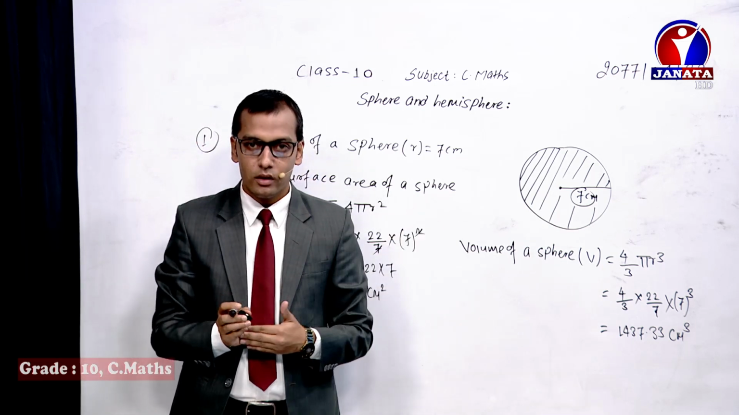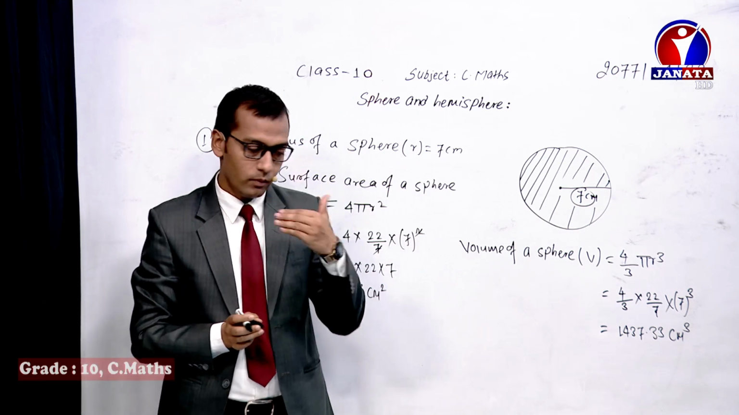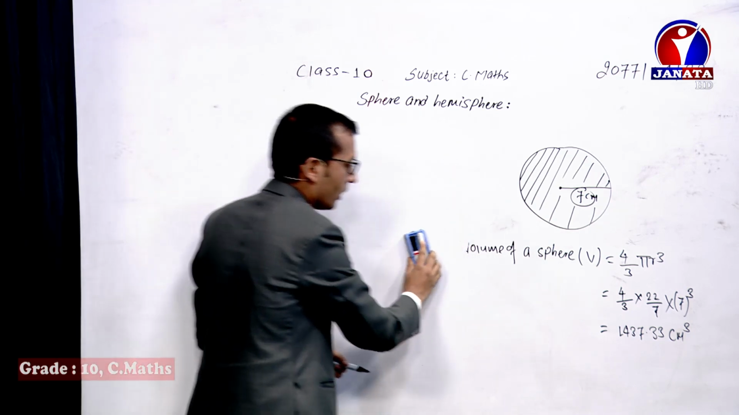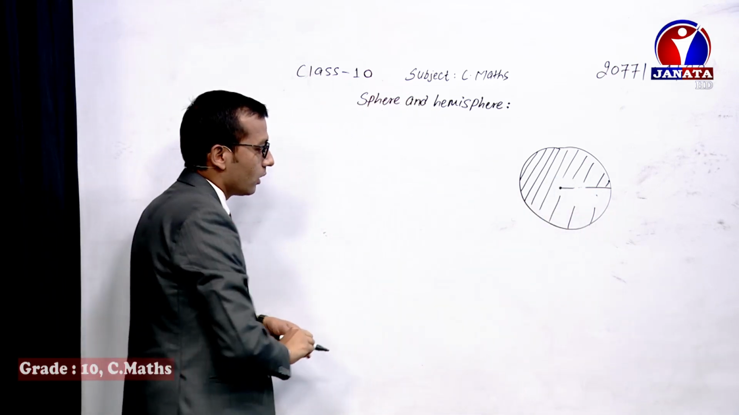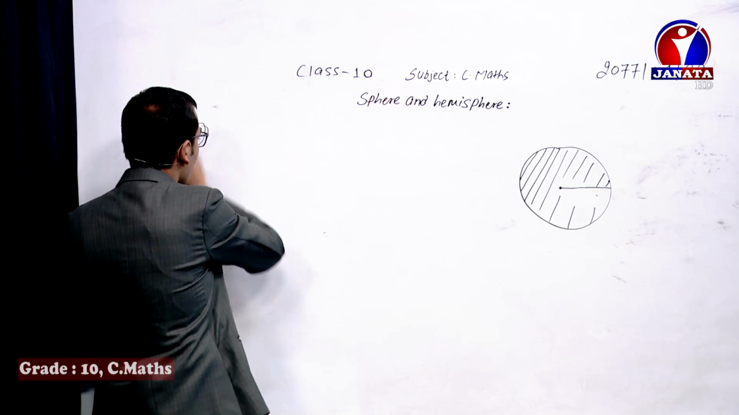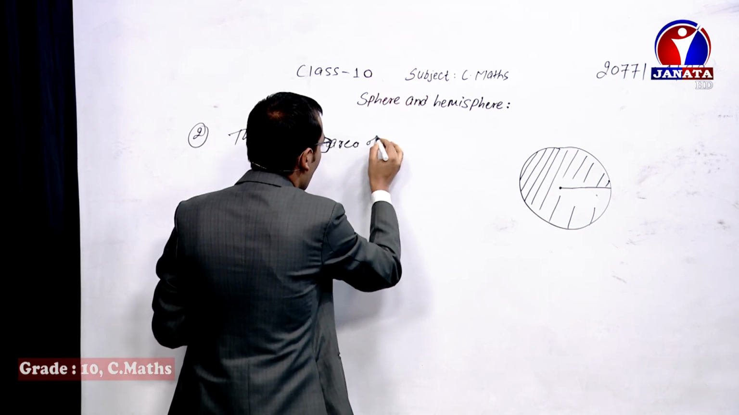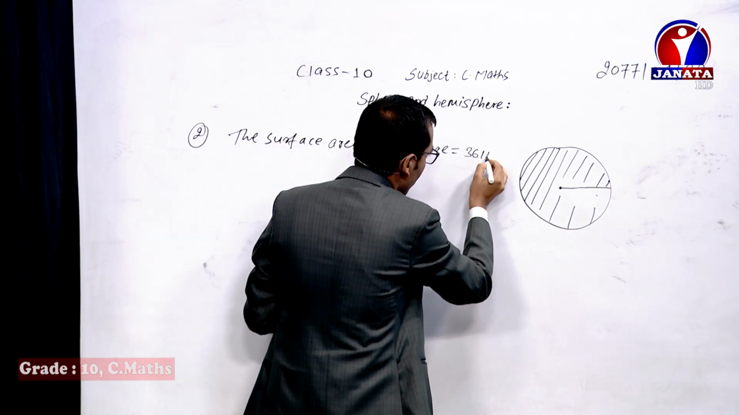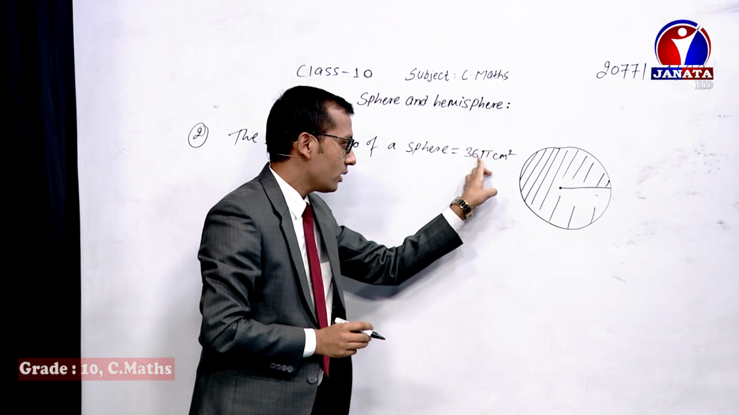So these are the basic questions for understanding how to calculate surface area and volume of a sphere, providing the radius. Now let me take the next practice question. Again, it is based on sphere, under the same topic. If the surface area of a sphere is given as 36 pi square centimeter, what is the diameter?